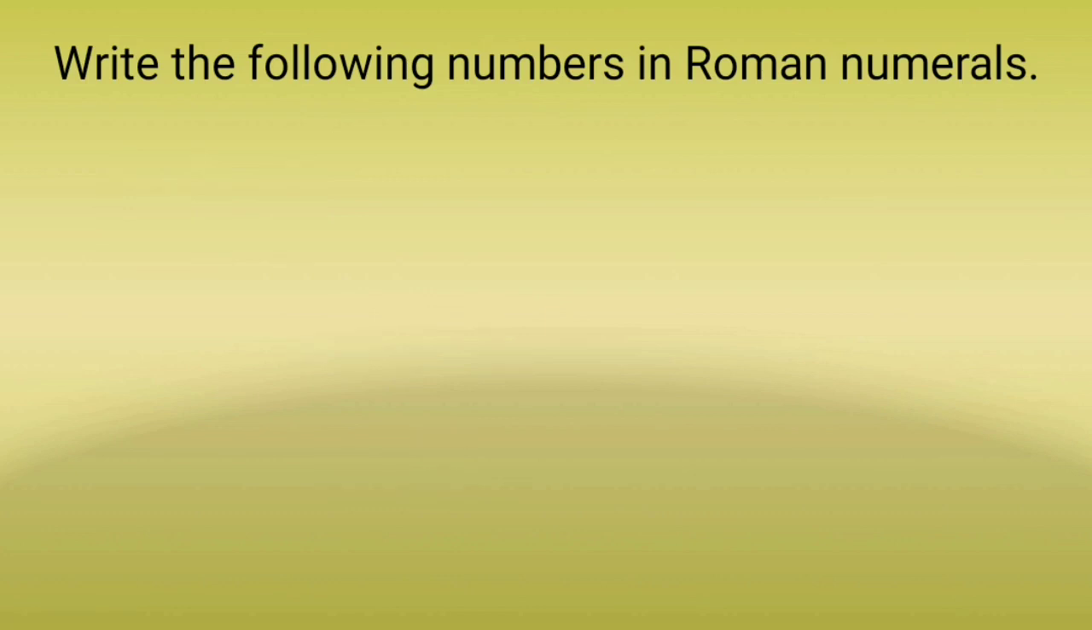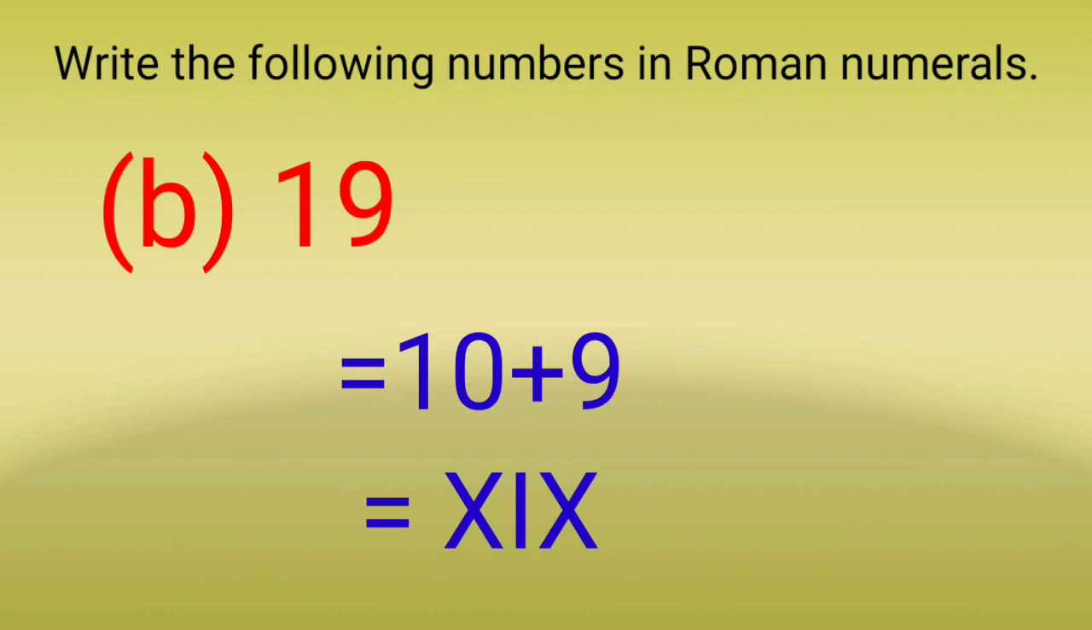Now 19. So for that, how will we write? We have a symbol for 10 only. So 10 plus 9. 10 means X, plus, that means we will write it on the right side, 9. For 9 we write IX. So XIX stands for 19.